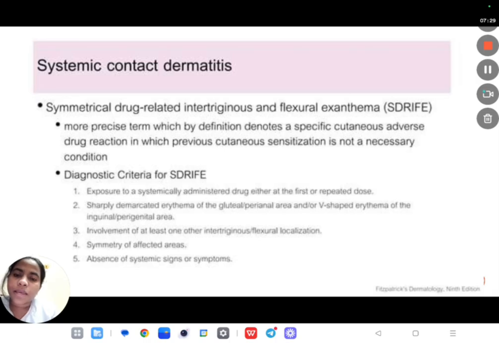So, SDRIFE, systemic drug-related intertriginous and flexural exanthema, is a more precise term, which by definition denotes a specific cutaneous adverse drug reaction in which previous cutaneous sensitization is not a necessary condition. The diagnostic criteria are: exposure to a systemically administered drug either at the first or repeated dose, sharply demarcated erythema, whether V-shaped or in the inguinal area or not, involvement of at least one other localization, symmetry of affected areas, and the absence of systemic signs.